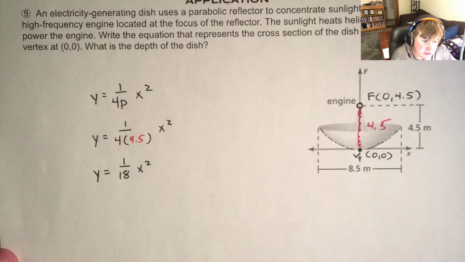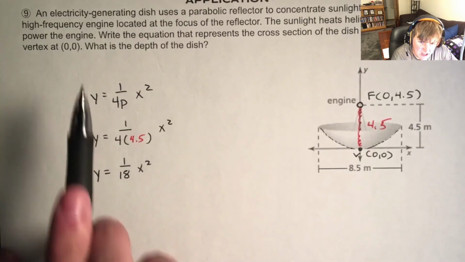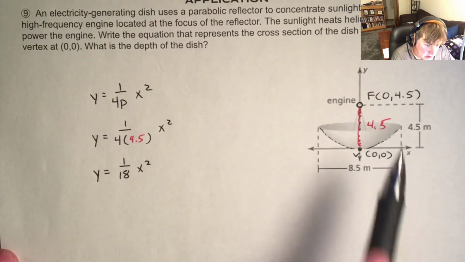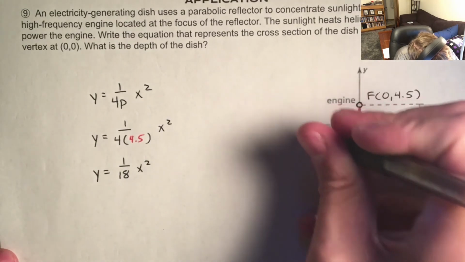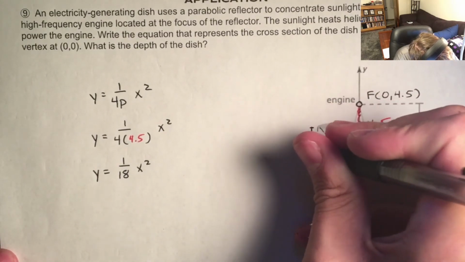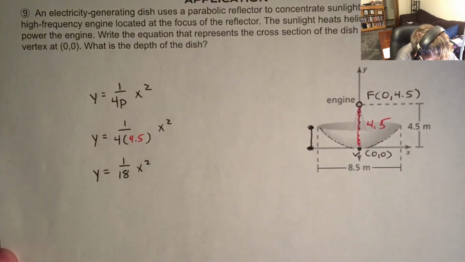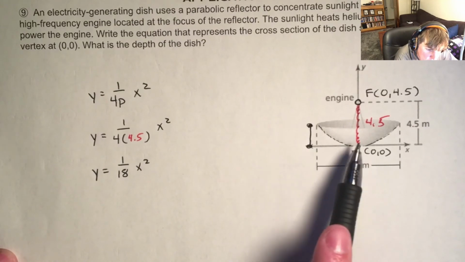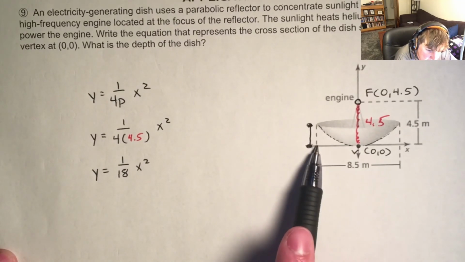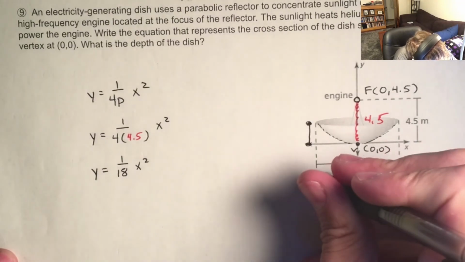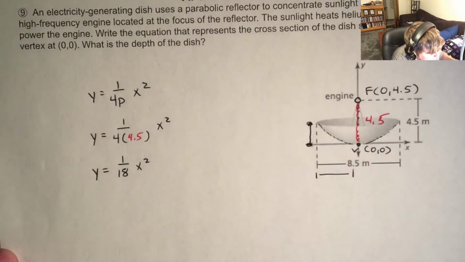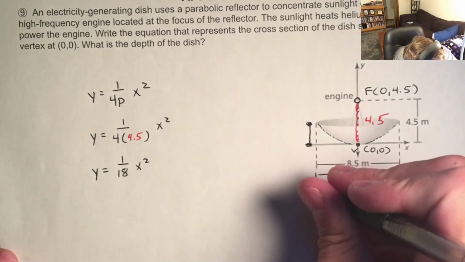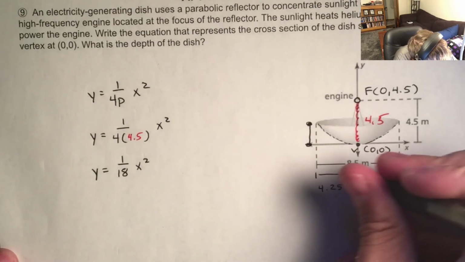If I wanted to know the depth of the dish, which is the last part, this allows me to get the outer bottom part. If I want to know the depth of the dish, that means I want to know the distance from this point to this point right here. If this is 8.5 feet here, what's half of this? 8.5 divided by 2 is 4.25. So this distance is 4.25.